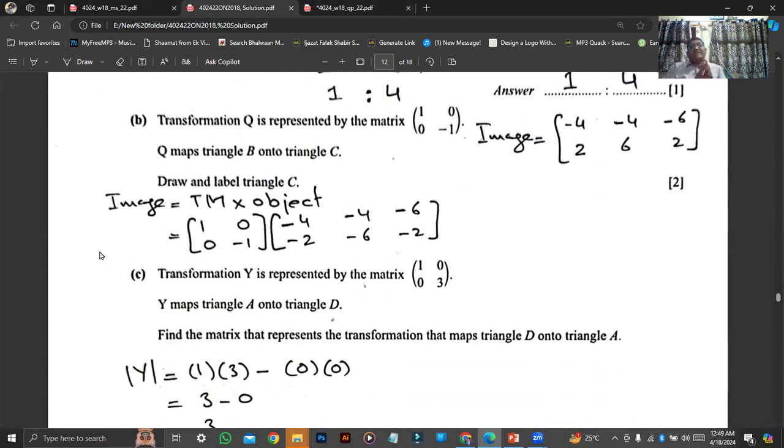So we have taken the three vertices of the triangle B, and I've noted down their coordinates, and I've written them as the object matrix. Okay, so I will multiply from here. I will take the row from here, I will take the column. First row multiplied with the first column, then first row with the second column, then the first row with the third column, then the second row with the first column, then the second row with the second column, then the second row with the third column, and I will write their answers like this. So the image, its coordinates will be -4, 2, -4, 6, -6, and 2.